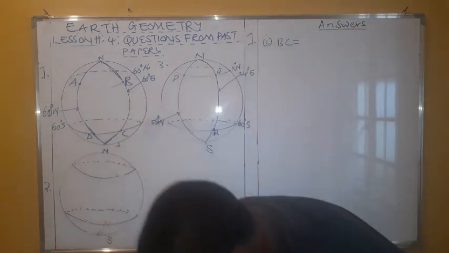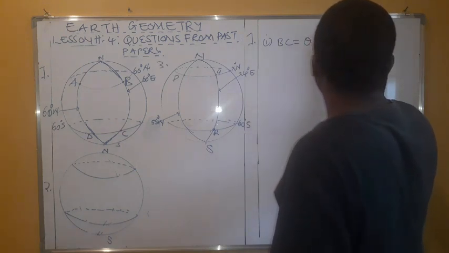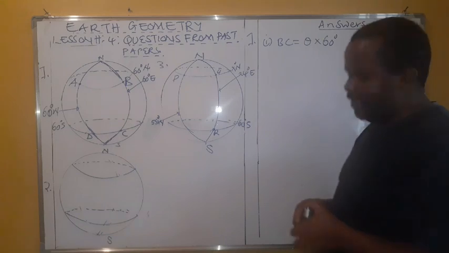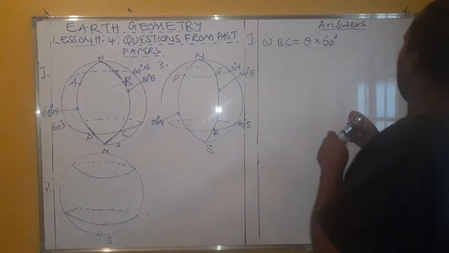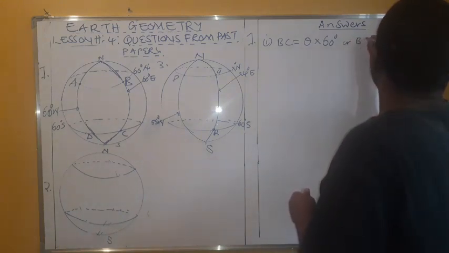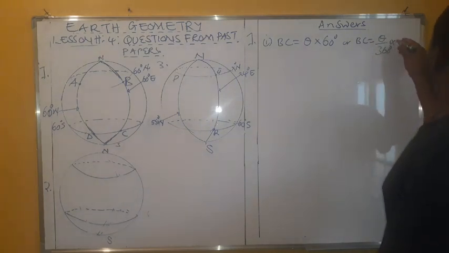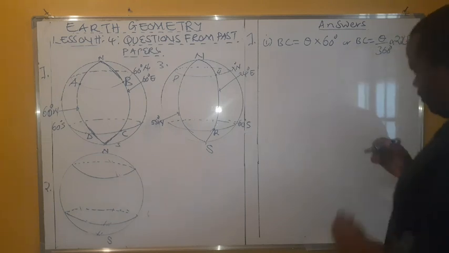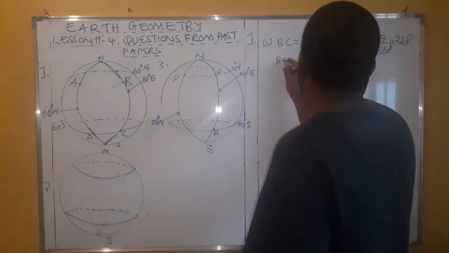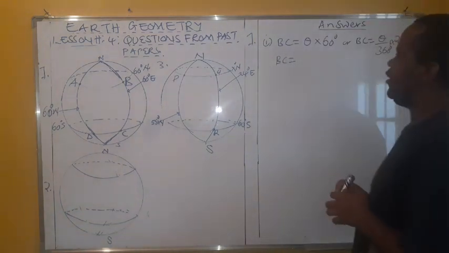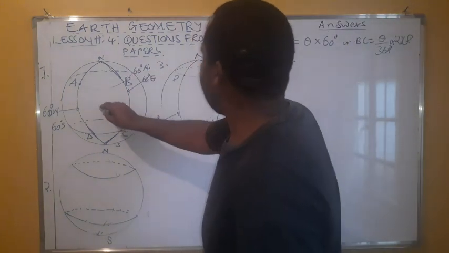Remember, if it is nautical miles along a circle of longitude, you can easily use this: BC is equal to theta over 360 times 2 pi r. This is a multiplication sign. Either this or that will give you the answer. What is theta? Theta is the difference in latitude between B and C. We're interested in the angular difference there.